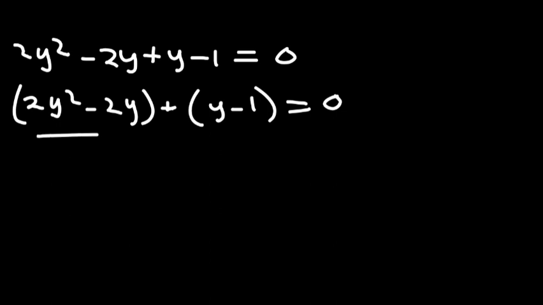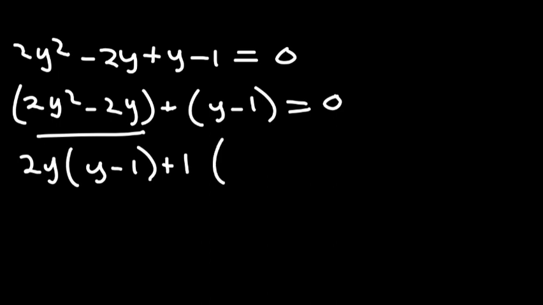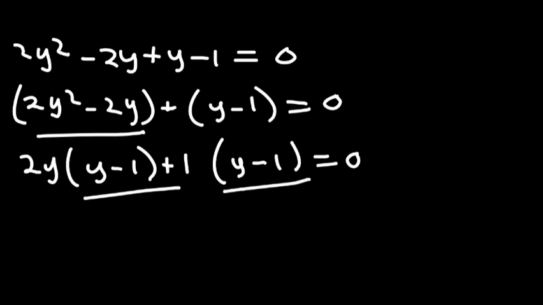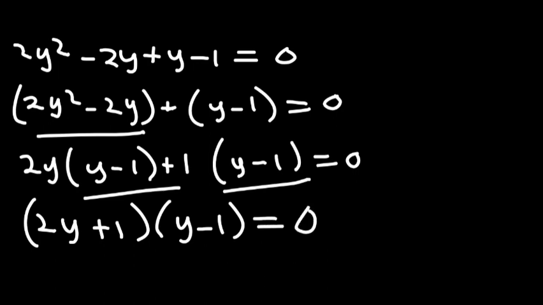So we know that here 2y is common, so we can factor it out. We are going to remain with y minus 1. There, what is common? Only 1 is common. So y minus 1 is equal to 0. If you see that these factors are the same, just know that you are correct. So we're going to say this is 2y plus 1, and then y minus 1 is equal to 0.